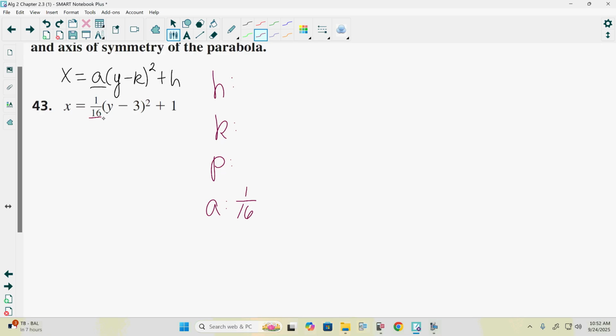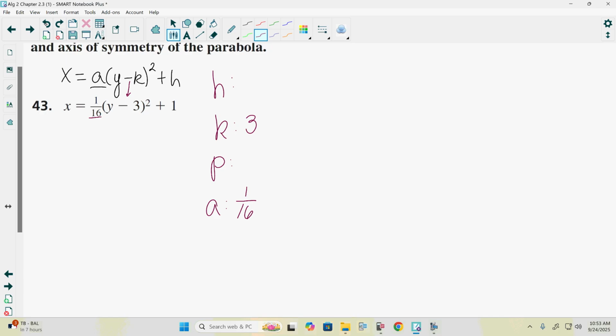What's our value of k? It would be 3. Now it would be positive because in the general form it's y minus k, and here we have y minus 3. So since the sign isn't changing from the general form to this form, it would have to be positive. Now if it had said y plus 3, then yes, it would indeed be negative 3, because we see a sign change from y minus k to y plus 3, and the only way that sign can change is if that value of k is negative.